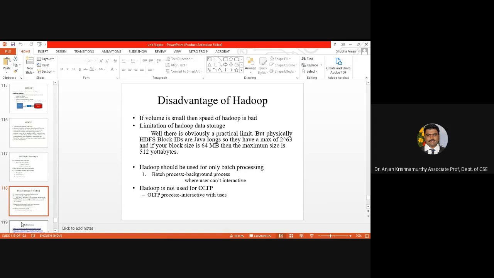Then, Hadoop can only be used for batch processing. It cannot be used for any other processing at the backend. Hadoop is not used for OLTP kind of processes, where the users need to interact and there are more writes than reads. Such kinds of jobs do not fit into Hadoop-based systems.